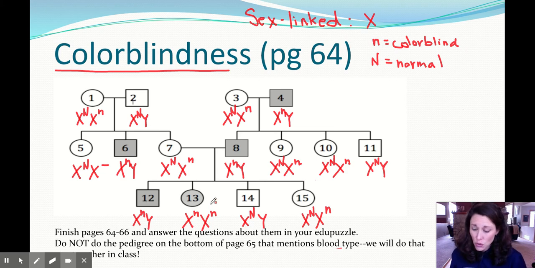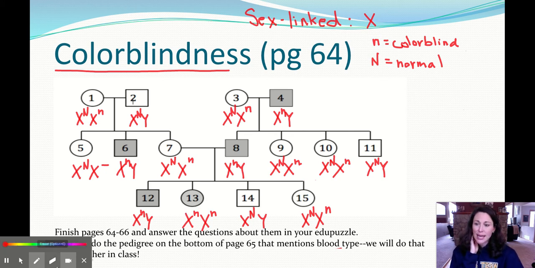And then you're also going to do the last pedigree on page 65. And you need to make sure for all of your pedigrees, you check to see if they are sex linked or not. So read really carefully. And I have some pointers in there that tell you if things are sex linked or if they're a normal recessive pattern. So go ahead and fill those out and answer the Edpuzzle questions that go along with it.